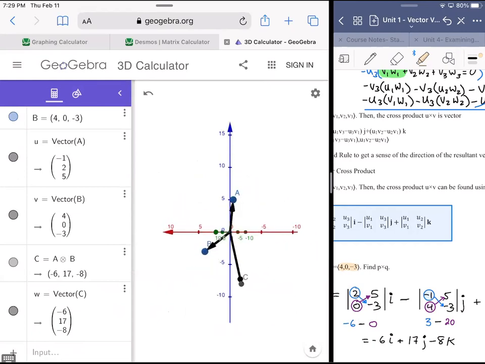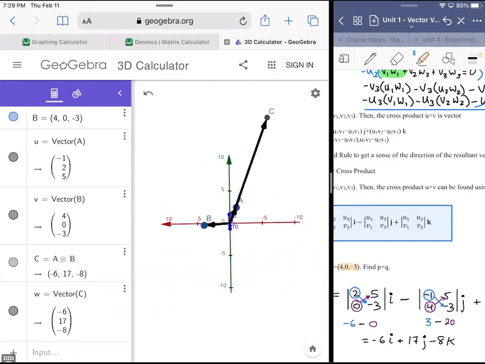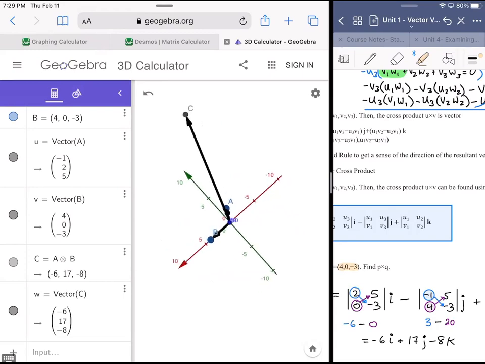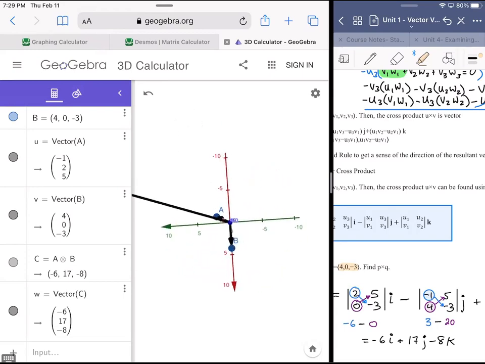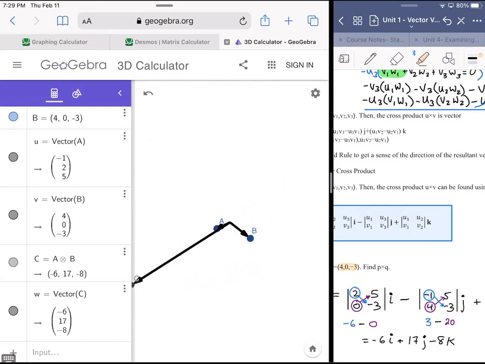Now what I want to do is see that this is actually orthogonal. It's kind of hard to tell. It looks like it could be. I mean, it is, because the math is right. But if you get the right perspective, it starts looking a little bit better. Sometimes turning the axes off gets the job done, because sometimes those axes are a bit of a distraction. But you get the right angle to show the right angle. And it does appear to be perpendicular with vector A and also perpendicular with vector B. All right.